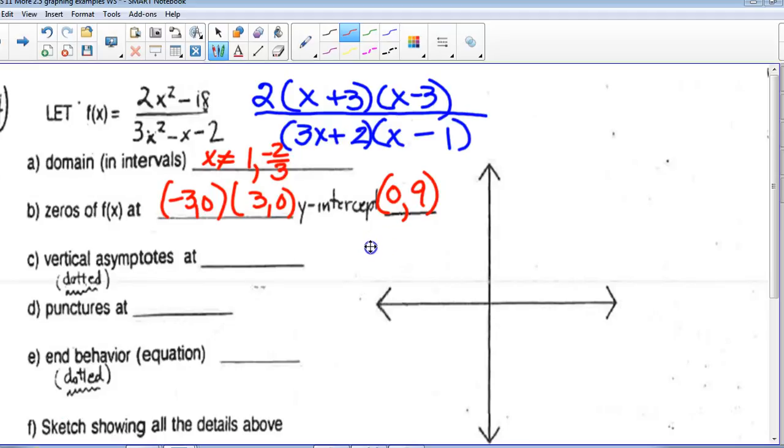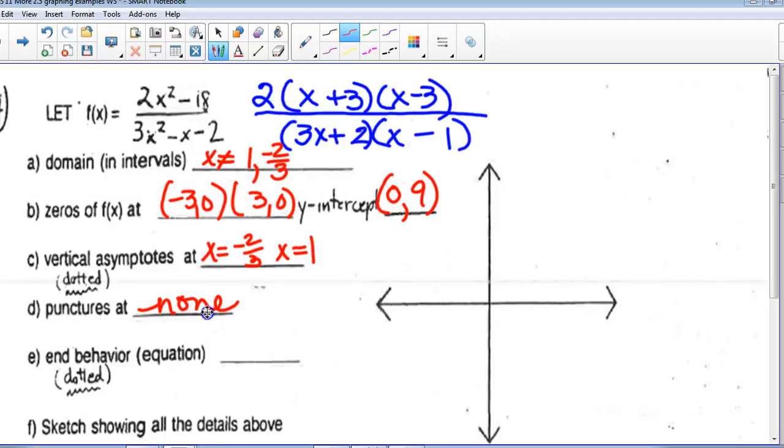Vertical asymptotes, James? X equals negative 2/3. X equals 1. All right, Alex, you get a break. Are there any holes? Tough question.